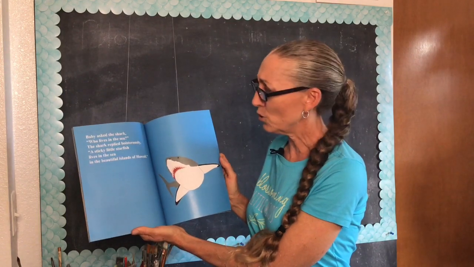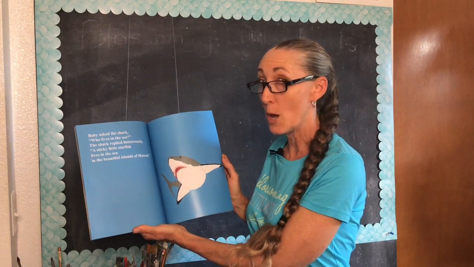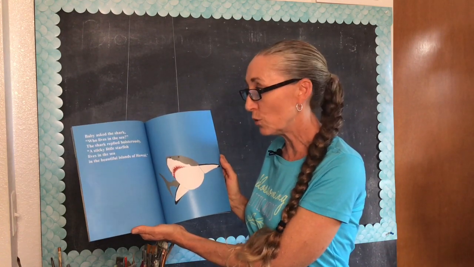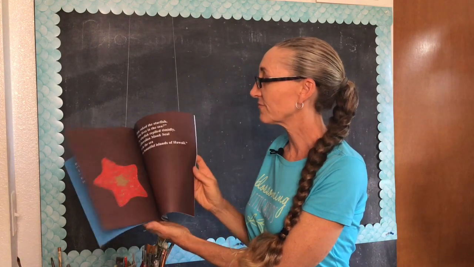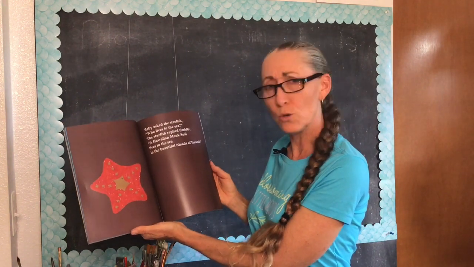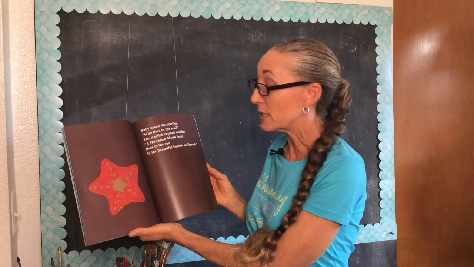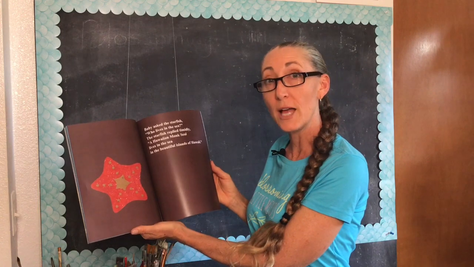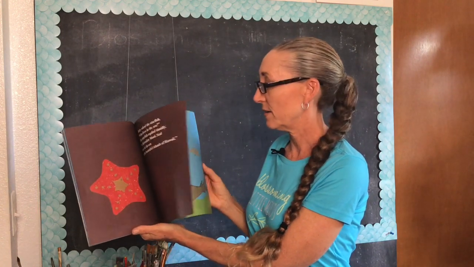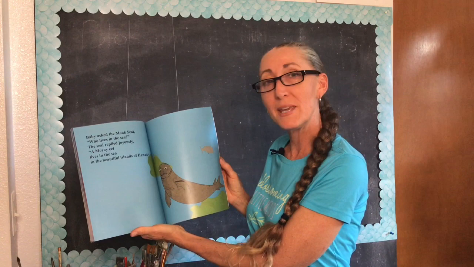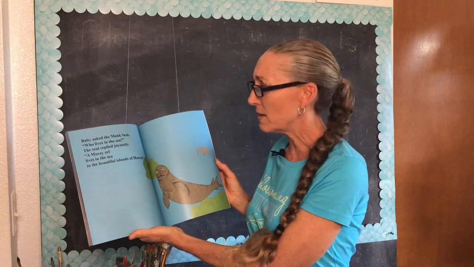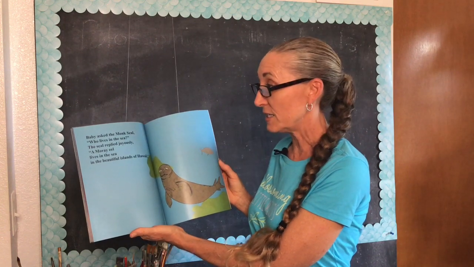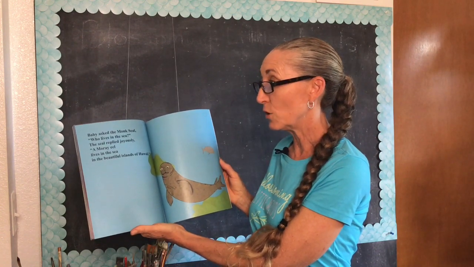Baby asked the shark, "Who lives in the sea?" The shark replied boisterously, "A sticky little starfish lives in the sea in the beautiful islands of Hawaii." Baby asked the starfish, "Who lives in the sea?" The starfish replied timidly, "A Hawaiian monk seal lives in the sea in the beautiful islands of Hawaii." Baby asked the monk seal, "Who lives in the sea?" The seal replied joyously, "A moray eel lives in the sea in the beautiful islands of Hawaii."